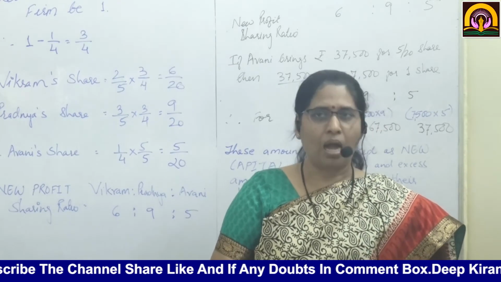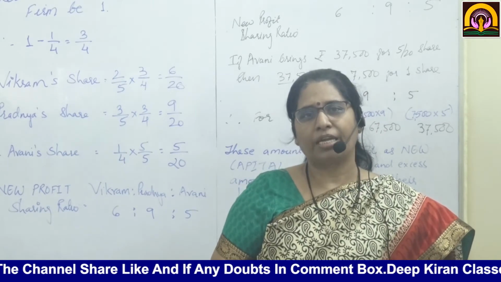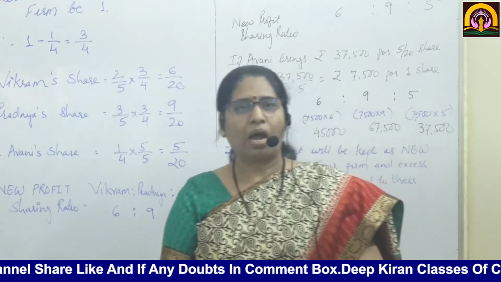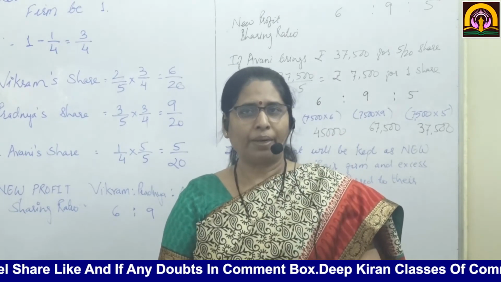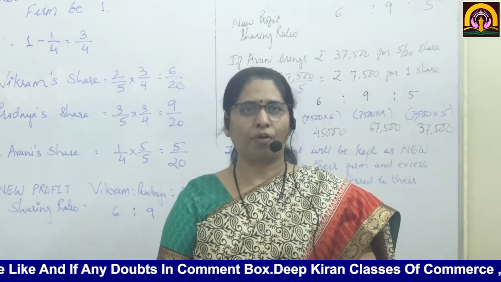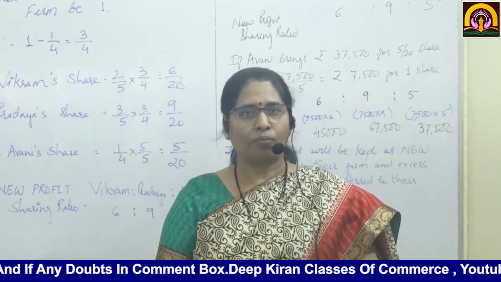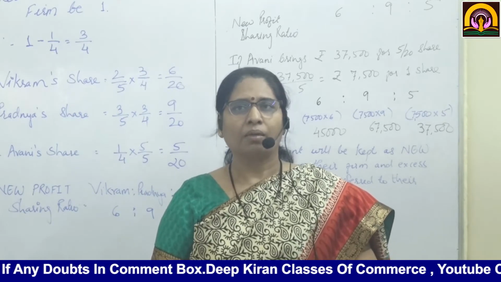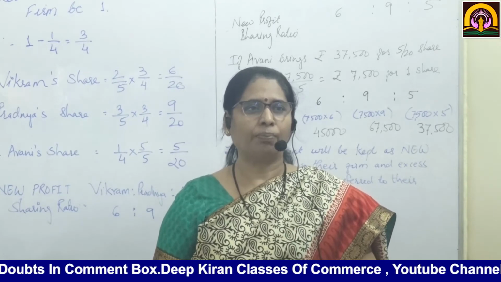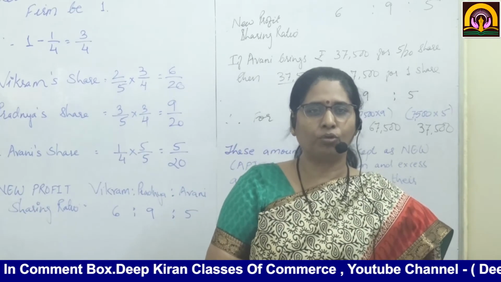See, Avni shall have 1/4 share in the future profits. Now Vikram and Pradnya are partners, and how much are they sharing? Their existing profit sharing ratio is 2:3. And now from this, they are going to give 1/4 of their total share. So 1/4 share in future.